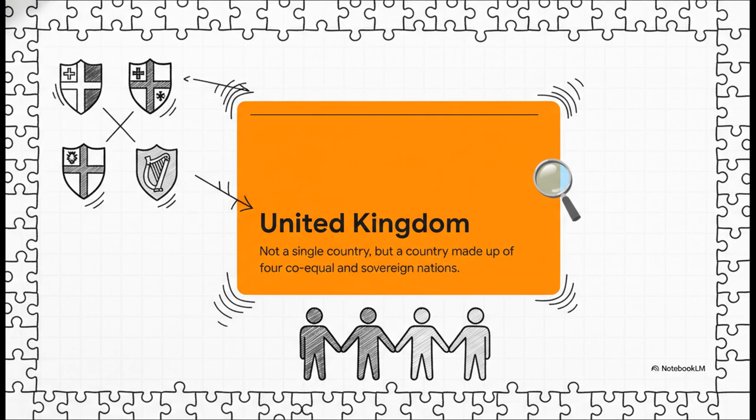To put it simply, the UK is a country that's made of other countries. Just think of it like a team of 4 distinct nations. We've got England, Scotland, Wales, and Northern Ireland, and they've all come together to form one single sovereign state. If you get this one idea, the rest is going to make so much more sense.